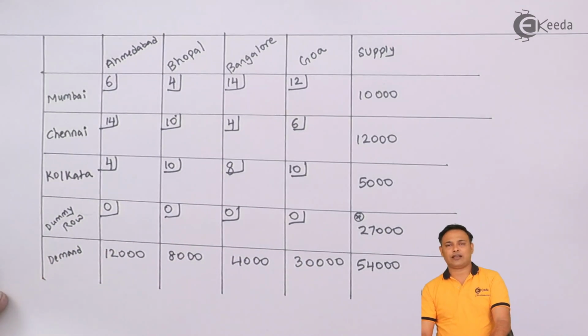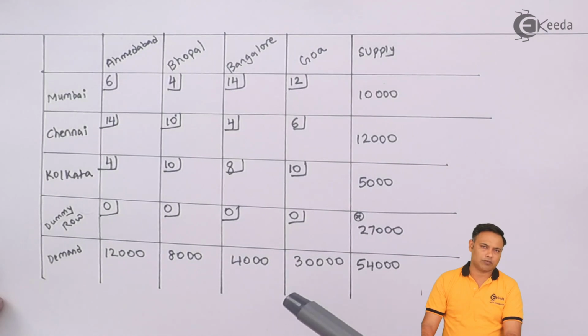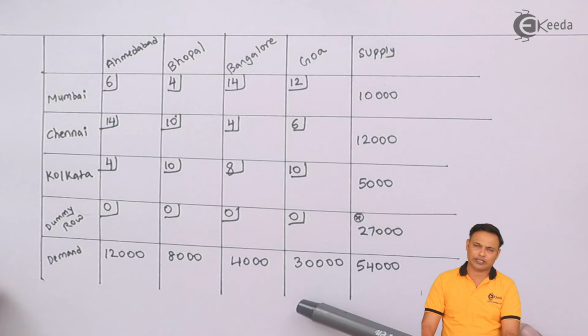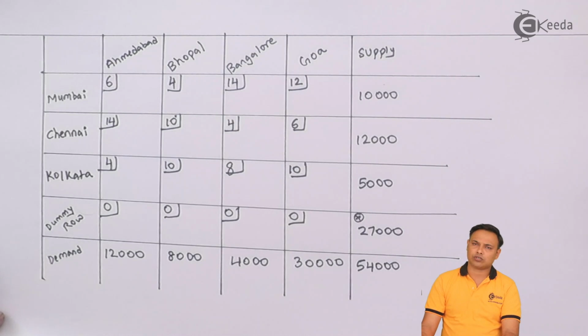Now the next question that comes in the mind of a student is, by which method I should solve this problem. We already have 3 different methods to get the initial feasible solution: northwest corner rule, least cost method and VAM method. And then we have the Modi method to optimize the solution.